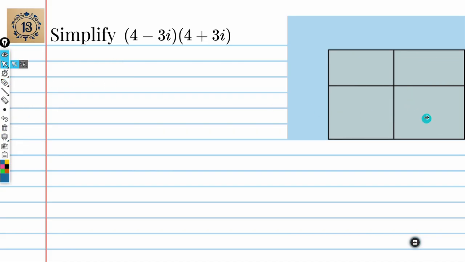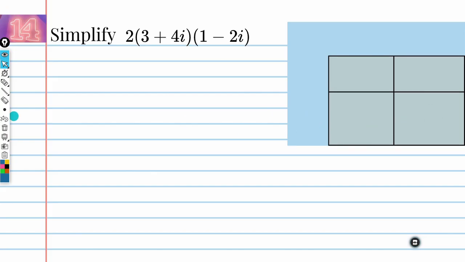So let's look at number 14. 14 is slightly different. We have a real number in front of the first complex number. And so what we're going to do is distribute that real number, 2, through to that first parenthesis. And then that's going to be our new first parenthesis. So 3 times 2 is 6. 2 times 4 is 8, and we have that i, so 8i. So our first parenthesis is 6 plus 8i. Our second parenthesis, we didn't do anything to, so it just comes down.